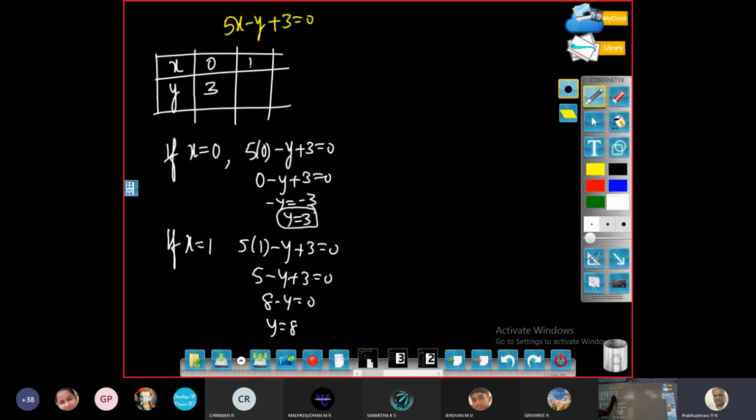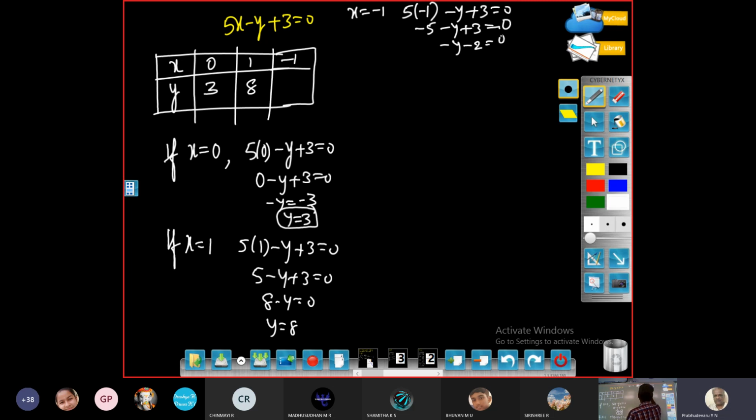Or you can find one more if necessary. So let us take x is equal to minus 1. 5 into minus 1 minus y plus 3 is equal to 0. Minus 5 plus 3 is minus 2, so minus y minus 2 is equal to 0. So minus y is equal to 2, or y is equal to minus 2. You will get minus 2.